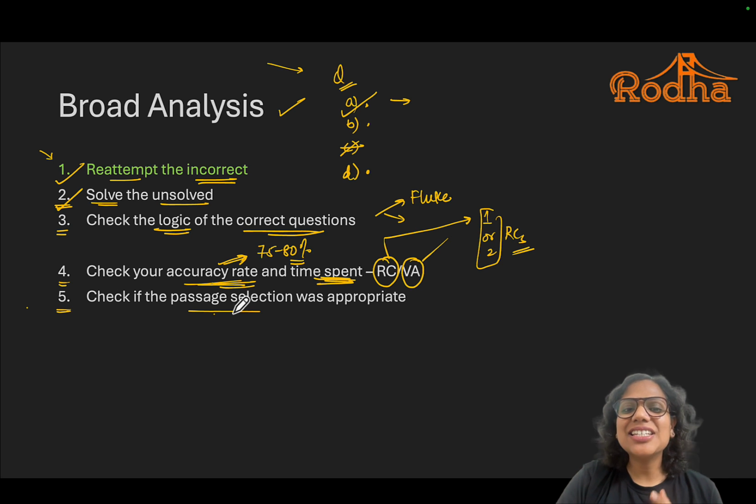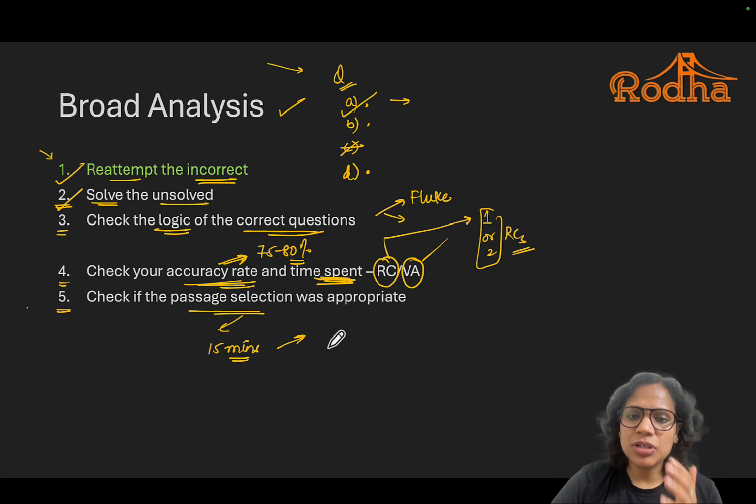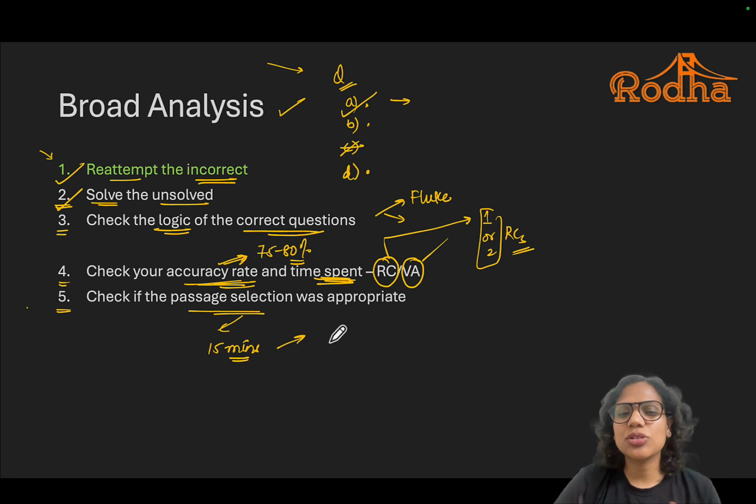And lastly, the job doesn't end here. Just see if your passage selection is appropriate. Let's say you selected one passage in the beginning and you ended up spending 15 minutes on it. Probably it was a difficult RC for you. Then that means the question and passage selection was not very appropriate.